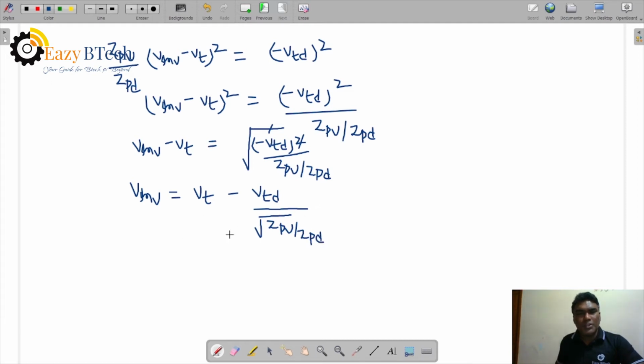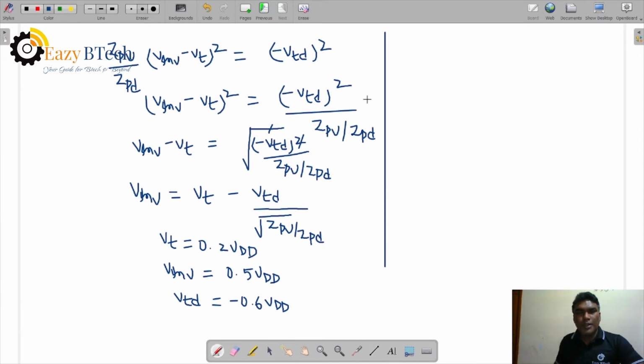In this final equation, we can substitute the V inverter value, Vt value and Vtd value. Vt is equal to 0.2 VDD, the threshold voltage of the NMOS transistor. V inverter for equal margins is 0.5 VDD, where Vtd, the depletion mode transistor threshold voltage, is minus 0.6 VDD. All this you can substitute in this equation. Now we can substitute over here.